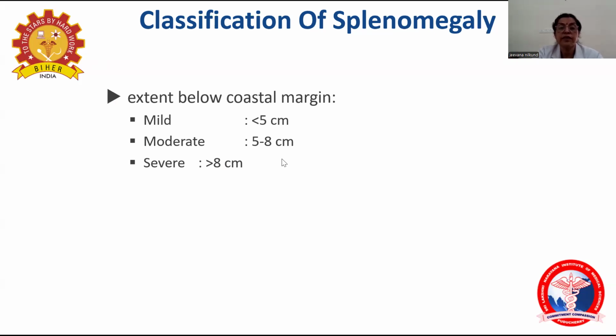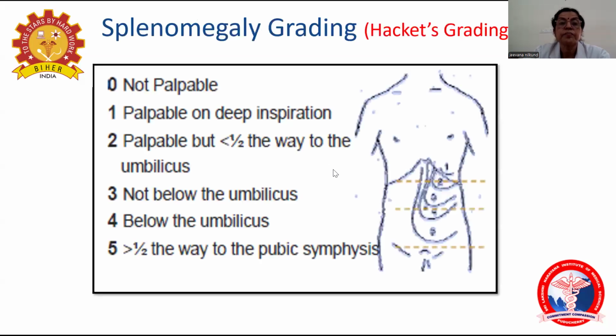Whereas if it exceeds 8 centimeters, it is severe splenomegaly. So we have splenomegaly, which is classified into mild, moderate, and severe. Less than 5 is mild, 5 to 8 is moderate, and more than 8 centimeters is severe splenomegaly. This is measured below the costal margin.